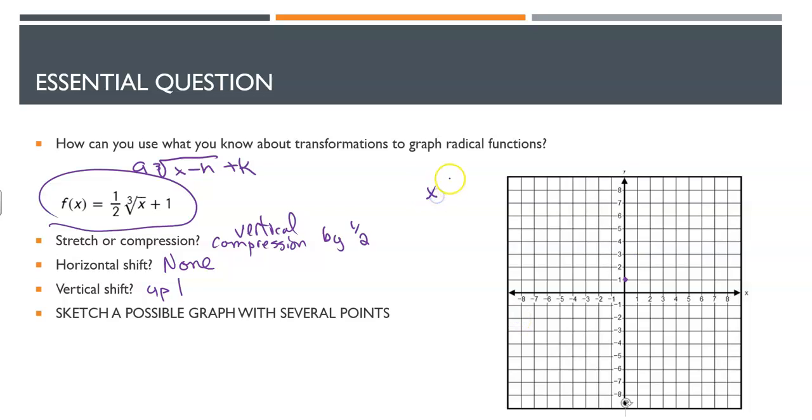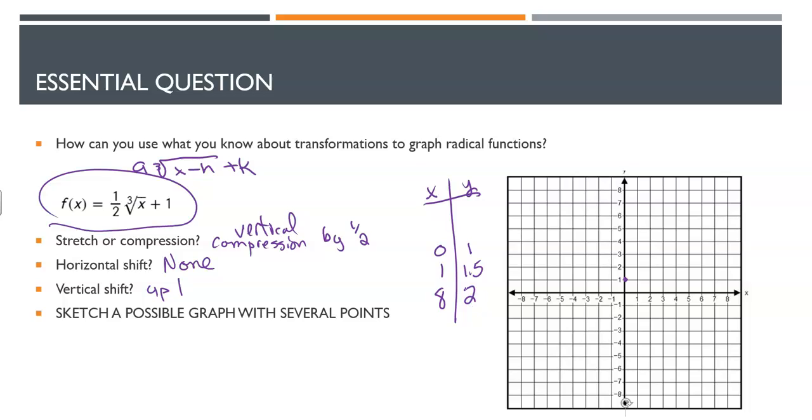I'll make me a little chart. And I'll put 0 in and 1, because that's easy to find the cubic root. And then the other one would be 8. I'll put that in there and see what happens. So when x is 0, 0 times 1/2 is 0. So y would be 1. When x is 1, this would be 1.5. And when x is 8, that would be 2 times 1/2 is 1, plus 1 is 2.